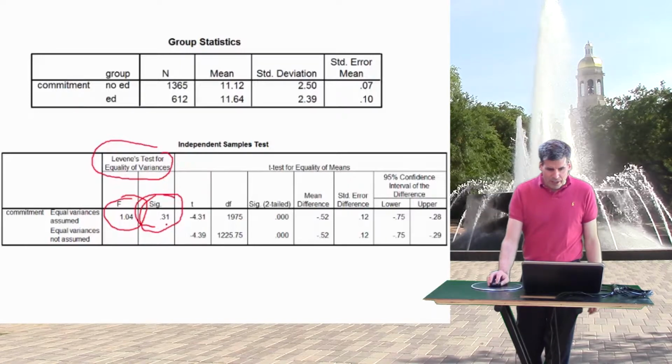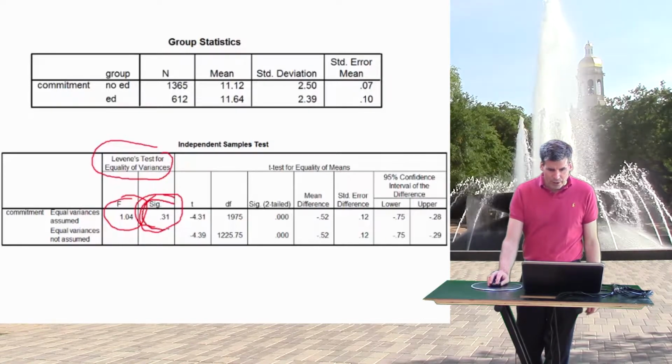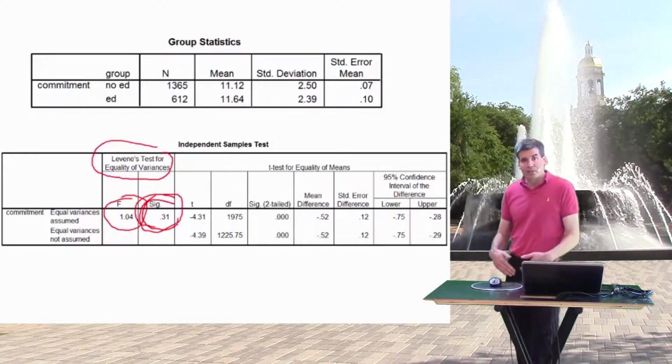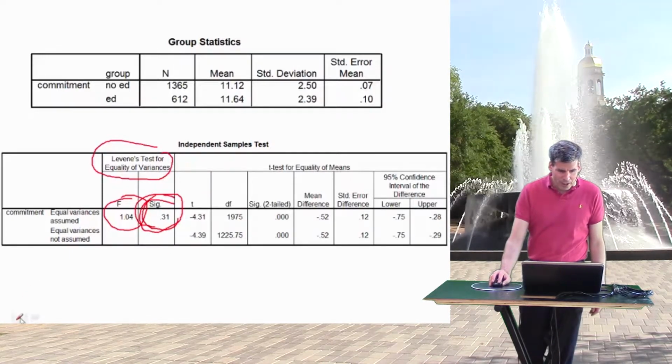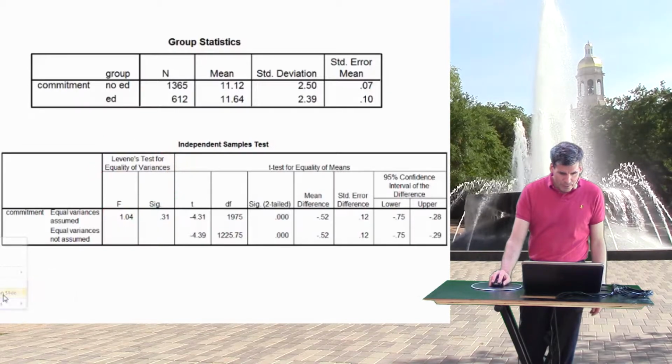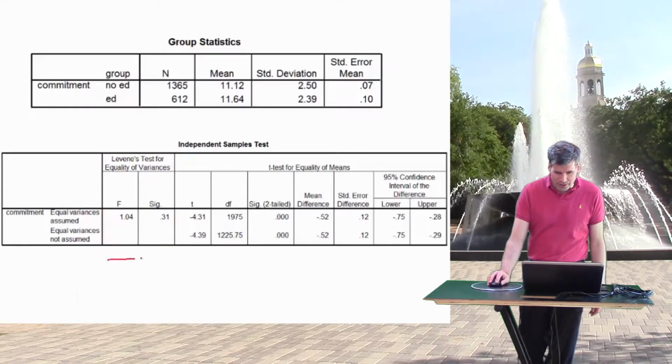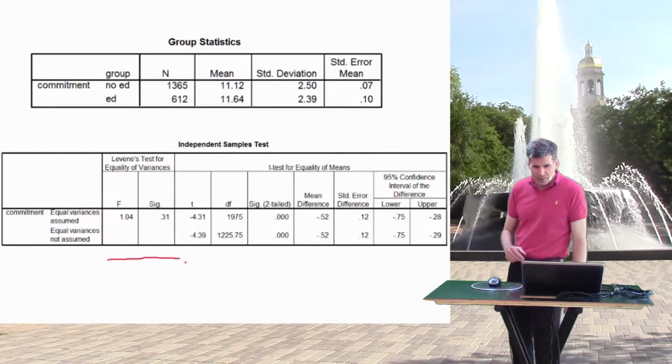In this case, our p-value is not less than 0.05, it's 0.31, so it's not significant, which is actually kind of amazing given that we have such a huge sample here. We still managed to get two variances that are close enough that they're not significantly different from each other.